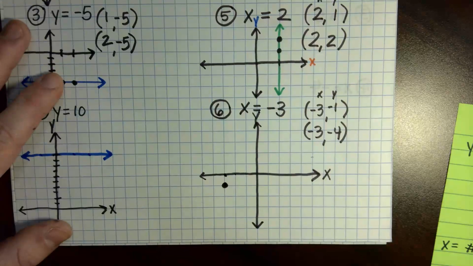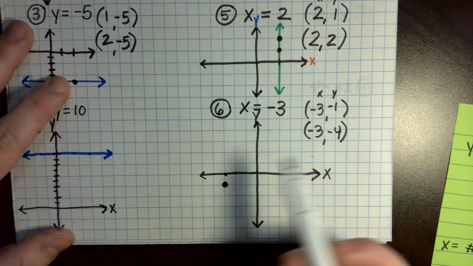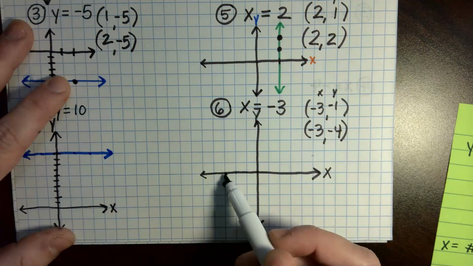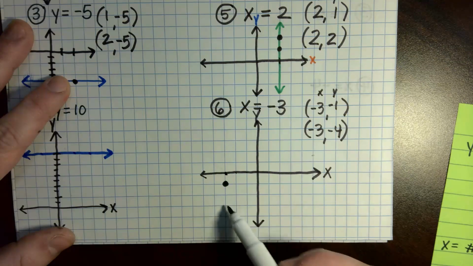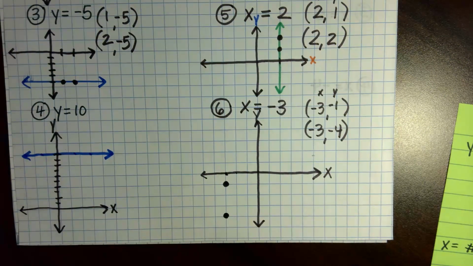All right. Now let's do our second point. We've got -3, -4. So same thing. Our x direction stays the same. We're going over to -3. And then our y is -4. So we go down 4. Good job. 1, 2, 3, 4. There is our second point. All right. We've got 2 dots. We can make a line.